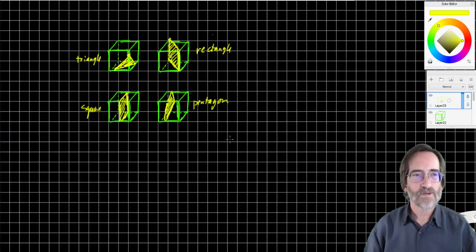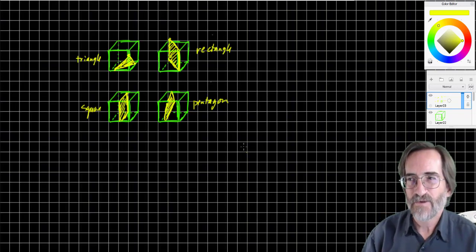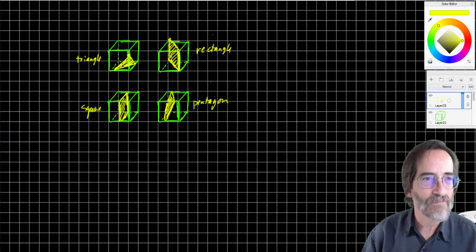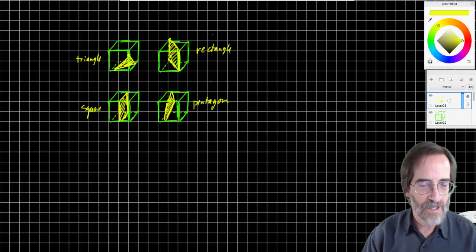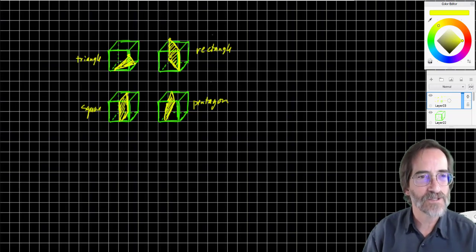So you can slice it a number of ways and come up with all kinds of shapes of faces from a single solid. All right, so hopefully that helps. Remember the words vertex, face, edge, and cross-sectional shape.